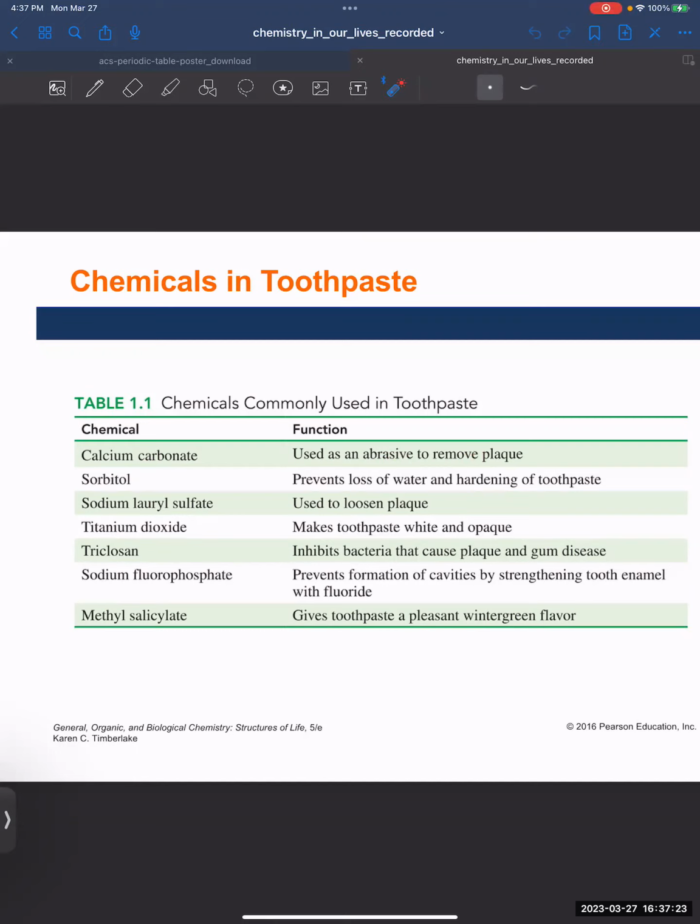Sorbitol is in there. It helps to prevent loss of water and hardening of the toothpaste, so to keep it the right consistency in that pasty form, it doesn't dry out. Titanium dioxide, you're going to see titanium dioxide in a lot of products you use every single day, but it is in toothpaste, and it's used to make things white and opaque. And you can see this chemical here, triclosan, is used to inhibit bacteria that causes plaque and gum disease. So everything in the products that you use has a purpose, right?